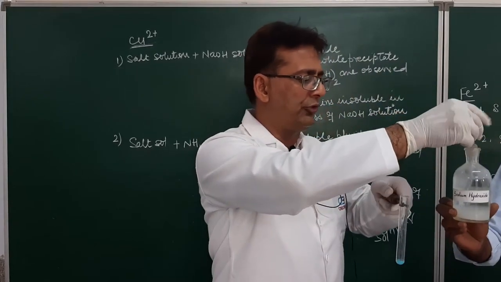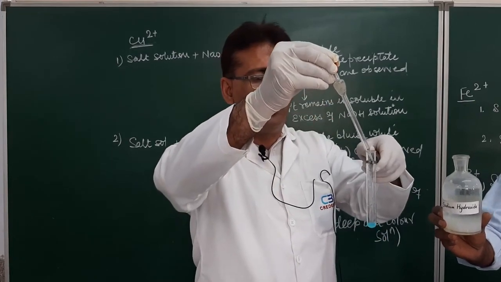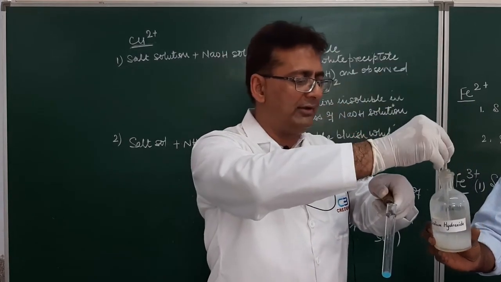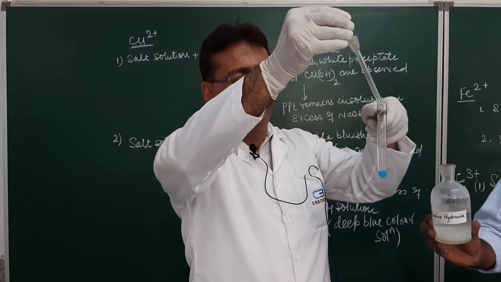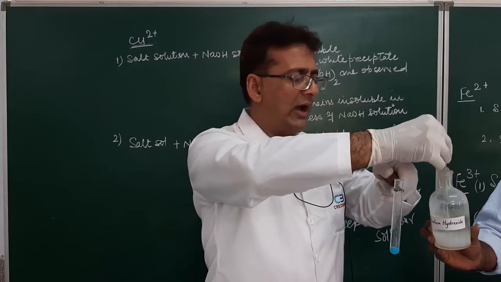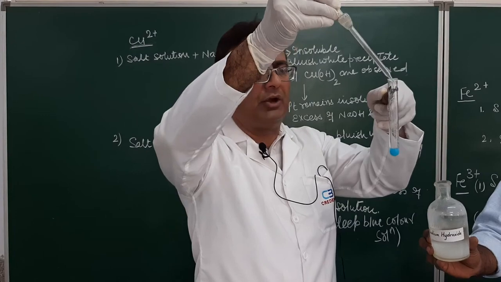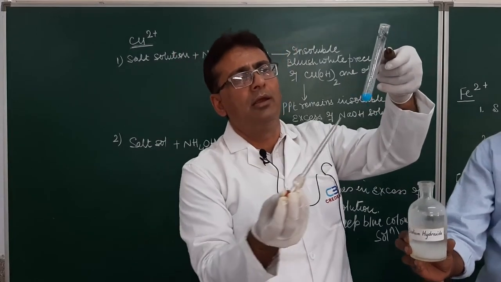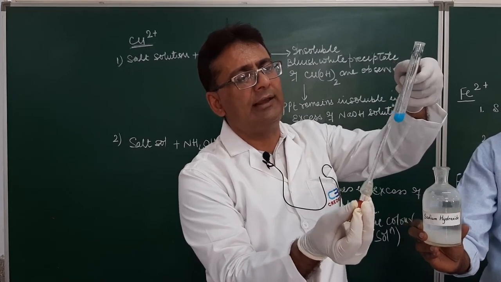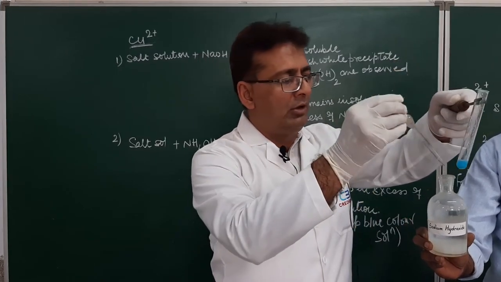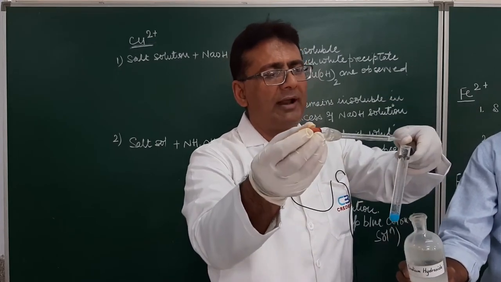When we add the sodium hydroxide solution, you will see a white color precipitate in this case. You can see over here, white color precipitates are coming. Just see over here, it is a bluish white precipitate settling at the lower part of the test tube. This bluish white precipitate is of copper hydroxide.